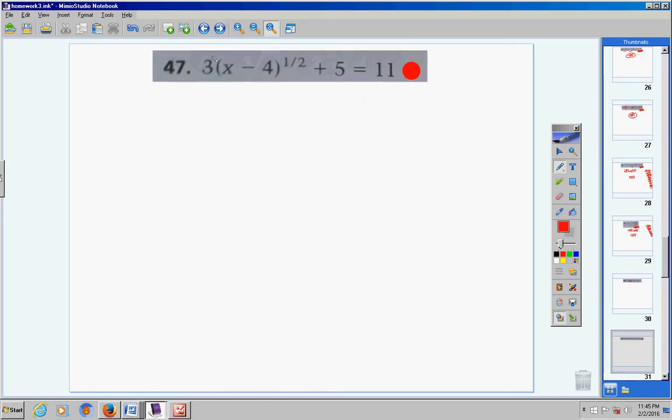Alright, 47. Now, right away, I'm personally going to change this to a radical. That's how I like to do it. So it's a square root of x minus 4, all of this to the 1 power, but since it's all under the radical, you don't have to do that if you don't want to. Now, step 1 is to get your radical all by itself. That means we have to get rid of this 3, and we have to get rid of this 5. Always save the multiplying number for last. So we'll bring the 5 over and make it negative 5. So now I have 3 times the square root of x minus 4 equals 6.